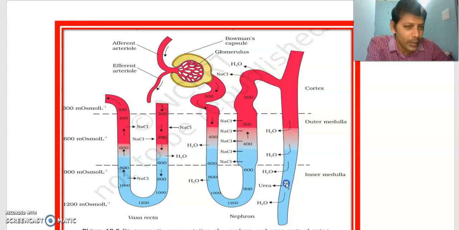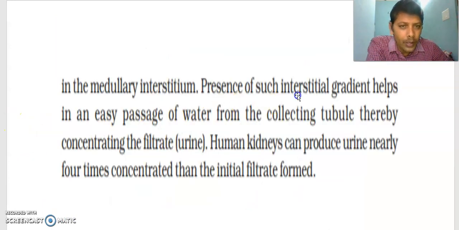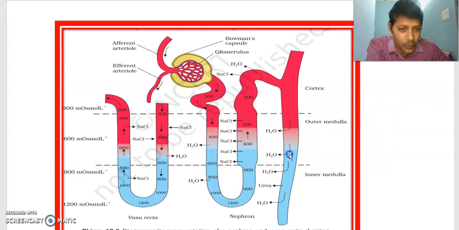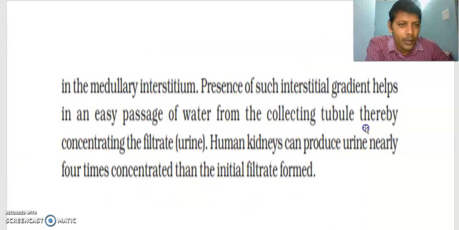Here a lot of water is coming. Why is so much water coming outside? Because of increasing osmolarity. That's why concentrated urine is formed here. Presence of such an interstitial gradient helps in easy passage of water from the collecting duct, and thereby concentrating the filtrate into urine. Human kidneys can produce nearly 4 times more concentrated urine than the initial filtrate.